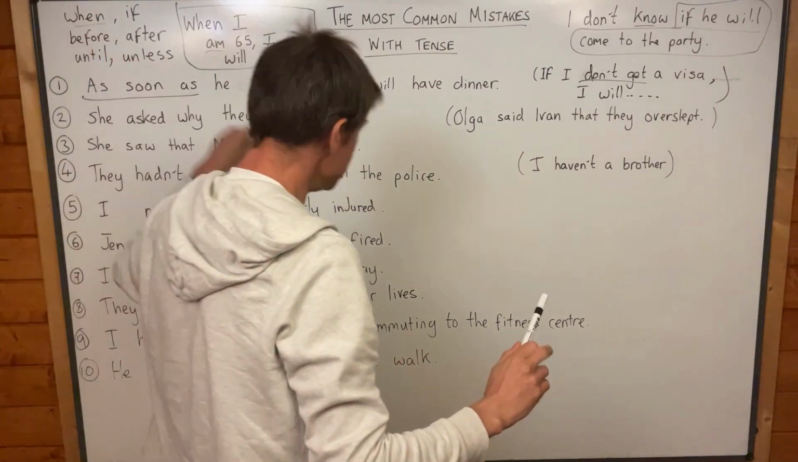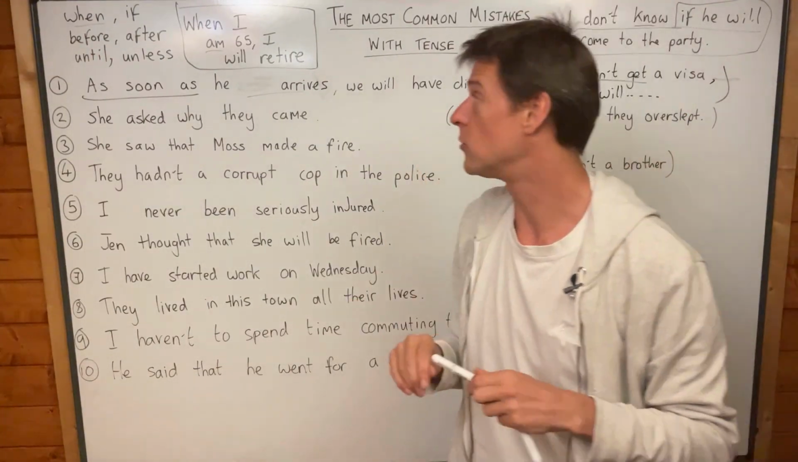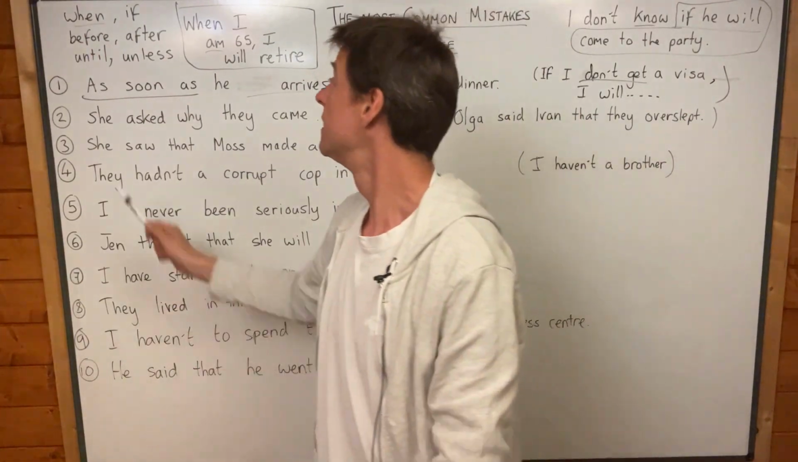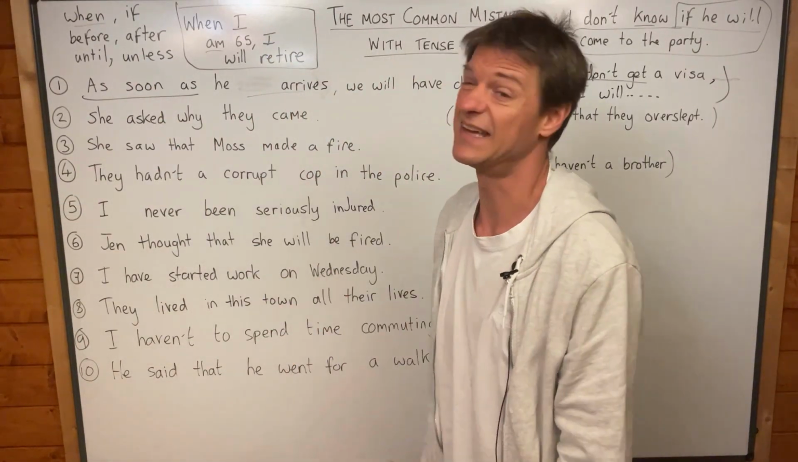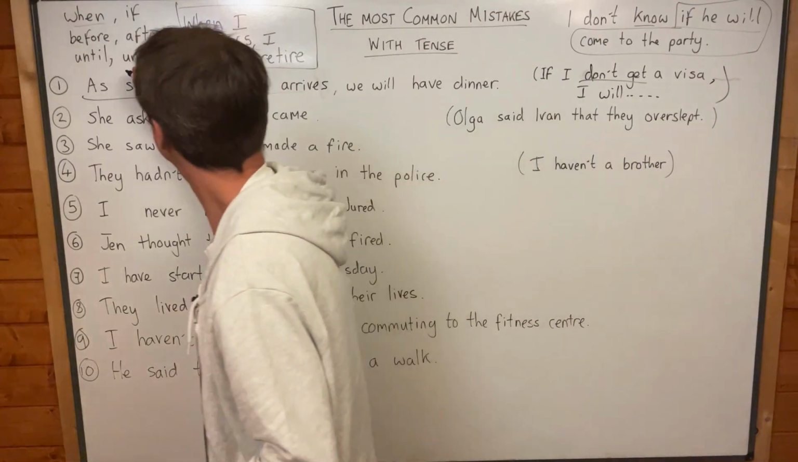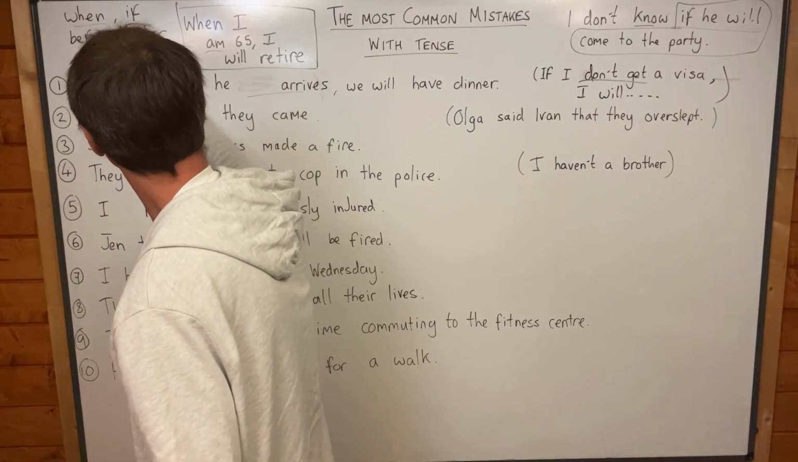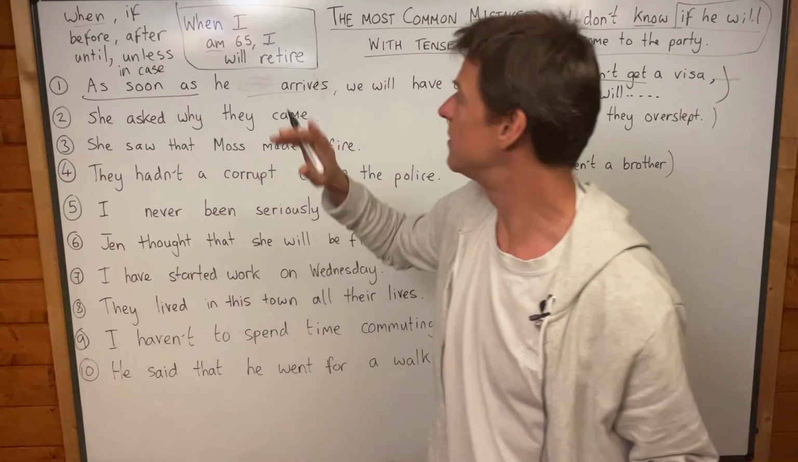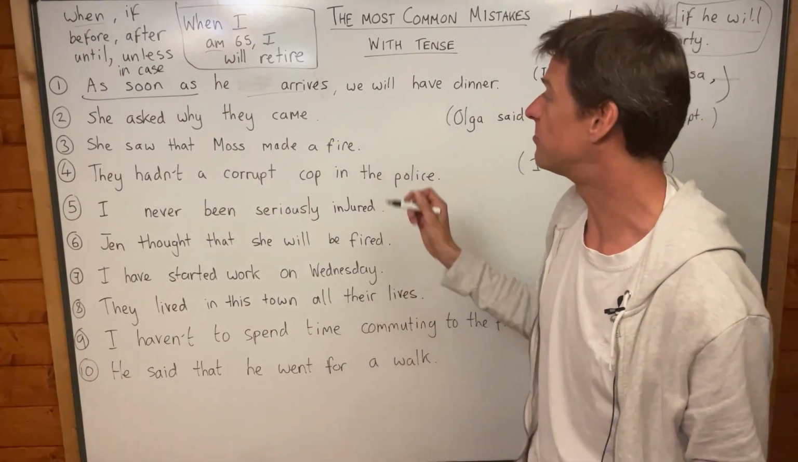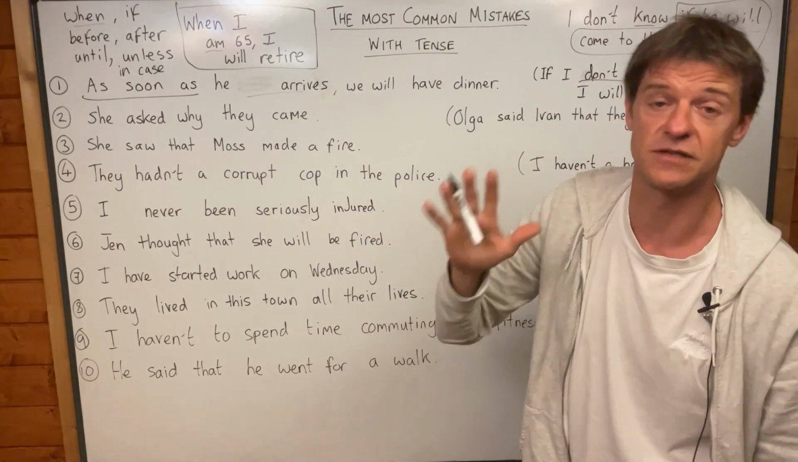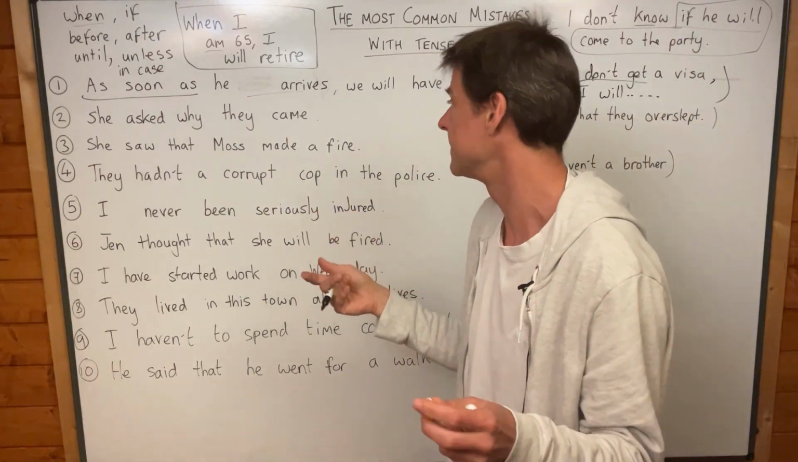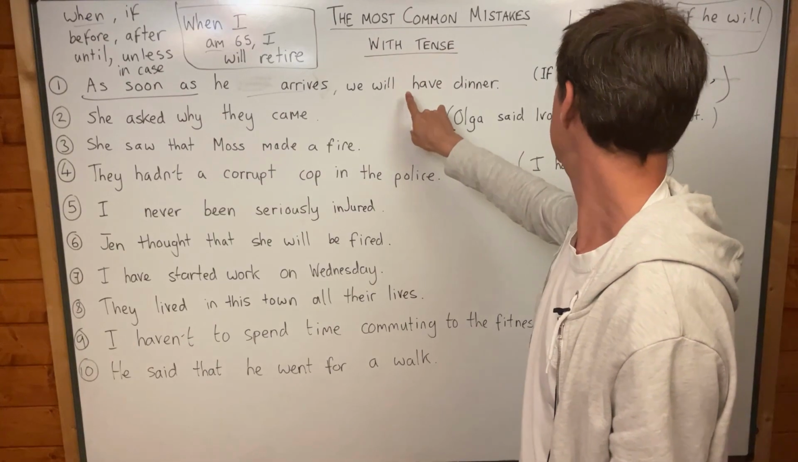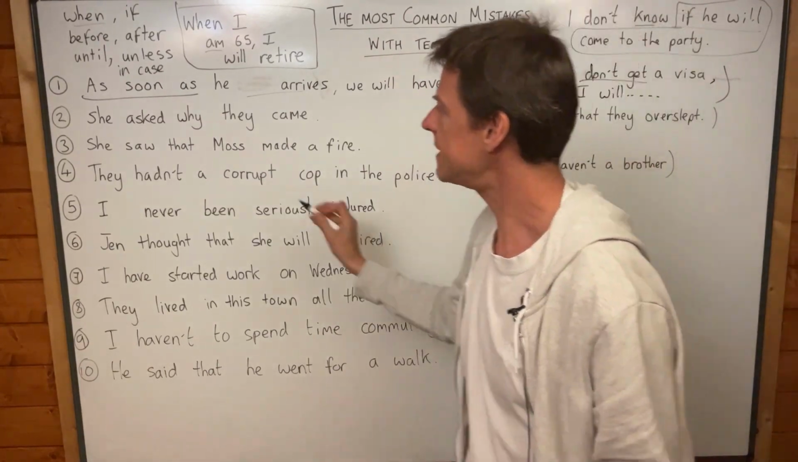So bear in mind with these future time clauses, they're very often called, when, if, before, after, as soon as, until, unless, in case is another one. Take an umbrella in case it rains. And so with those subordinating conjunctions, please don't use future after them. Please use present tense, even though we are referring to the future. Okay, so that's a very, very common mistake. Number two.